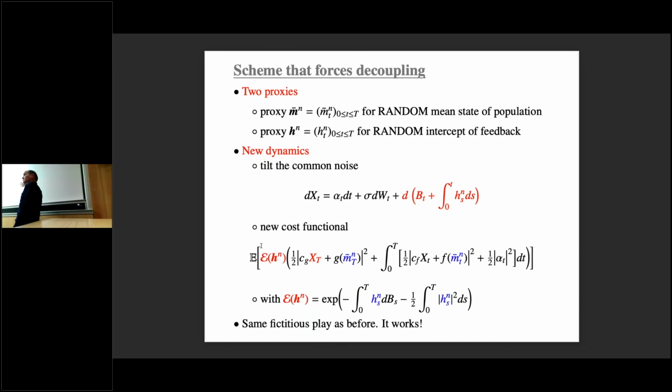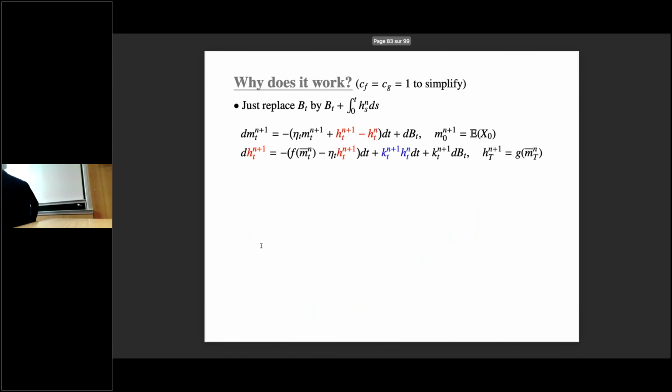You observe that for this model, the algorithm converges, and you can prove convergence. So, very few words, and then I will stop. Why does it work? It works because in the forward equation at stage n plus one, you have the optimal feedback, and I told you that the optimal feedback was linear. So you have eta, which was the solution of my Riccati equation, m_{n+1}, which is the solution itself, and you have the zero order term, which is h_{n+1}.